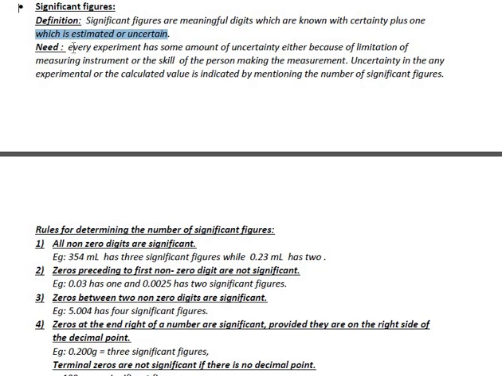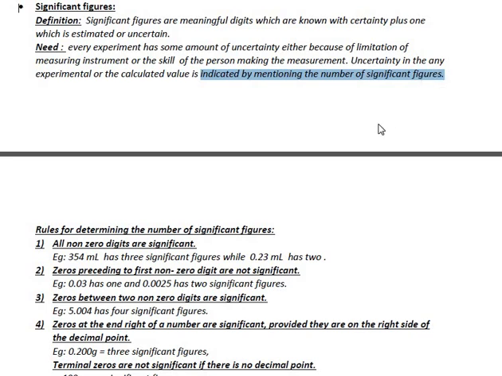Now, every experiment has some amount of uncertainty. It could be either because of the limitation of the measuring instrument or the skill of the person making the measurement. Uncertainty in any experimental or calculated value is indicated by mentioning the number of significant figures. As the number of significant figures increases, the more certain is the measurement, or we can say that as the precision of a measurement increases, so does the number of significant figures.